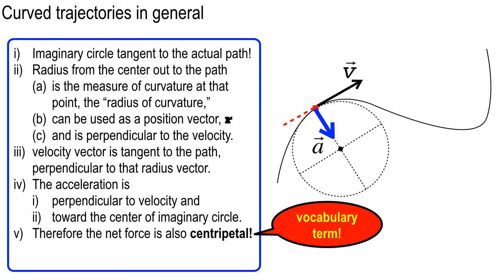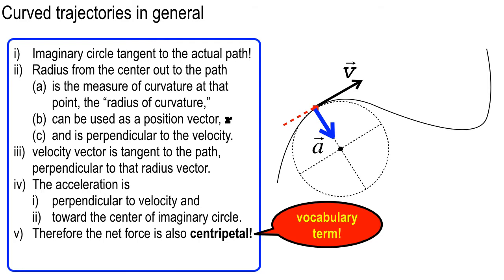Now let me break it down for you in terms of root words. Centripetal, C-E-N-T-R-I-P-E-T-A-L. Okay, centri means center. Petal means to come or to approach something. So it's heading towards, it's an arrow that heads toward the center.